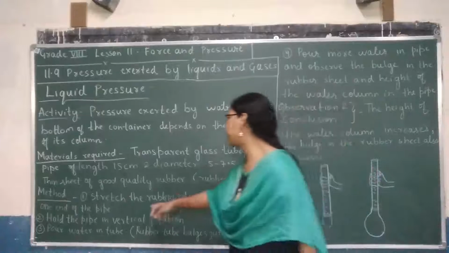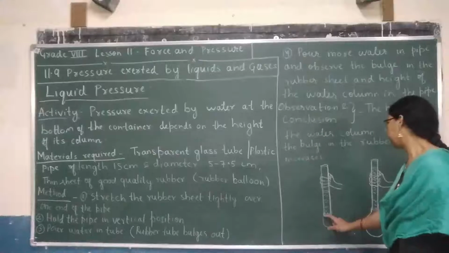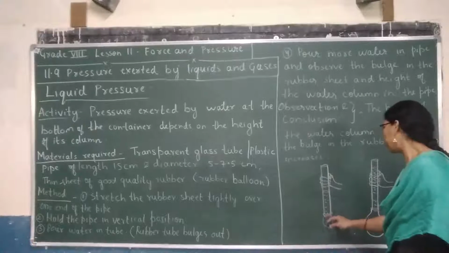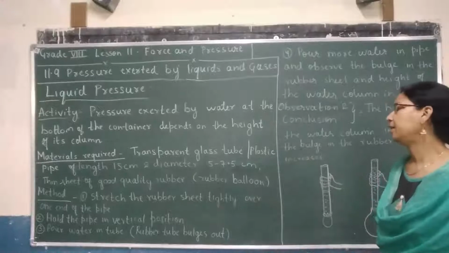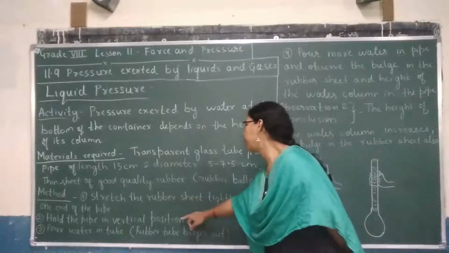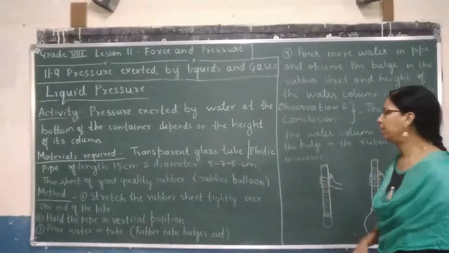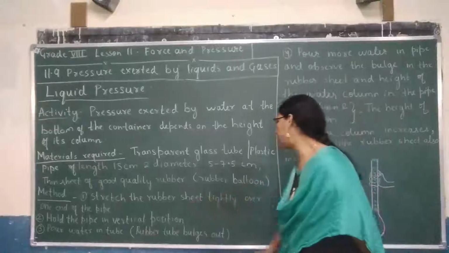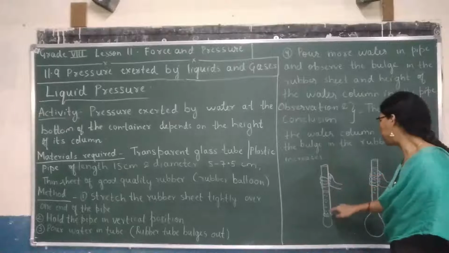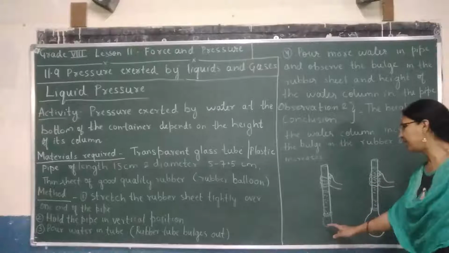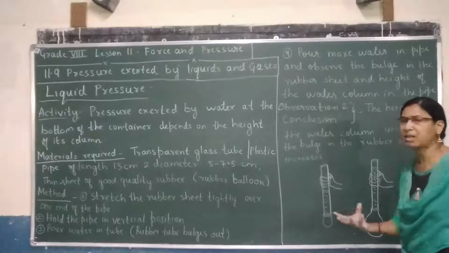The method is, first step, stretch the rubber sheet tightly over one end of the pipe. This is one end, this is another end. The lower end here, stretching the rubber sheet and tying it very tightly. Second, hold the pipe in vertical position, like this. Next step is pour water in the tube. We start pouring water from the top portion of the tube. What do we see? We see that the rubber sheet portion bulges out, it starts bulging.